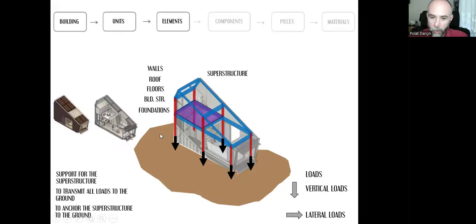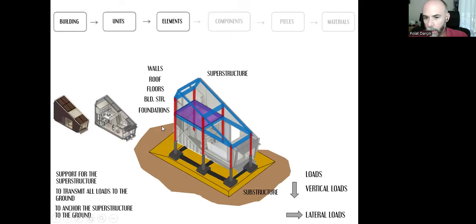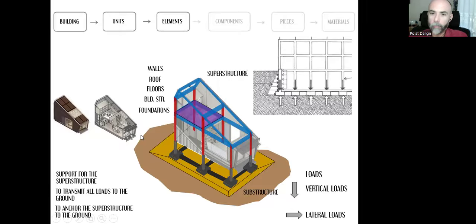We need foundations. It's a new building element and it needs to be integrated with the building structure. And foundations will form the substructure of the building that is below the ground level. Generally, it's because it's buried in the soil, in the ground, we don't see it, but if we just imagine removing the ground for a while, this is what we will see probably. And there are loads.